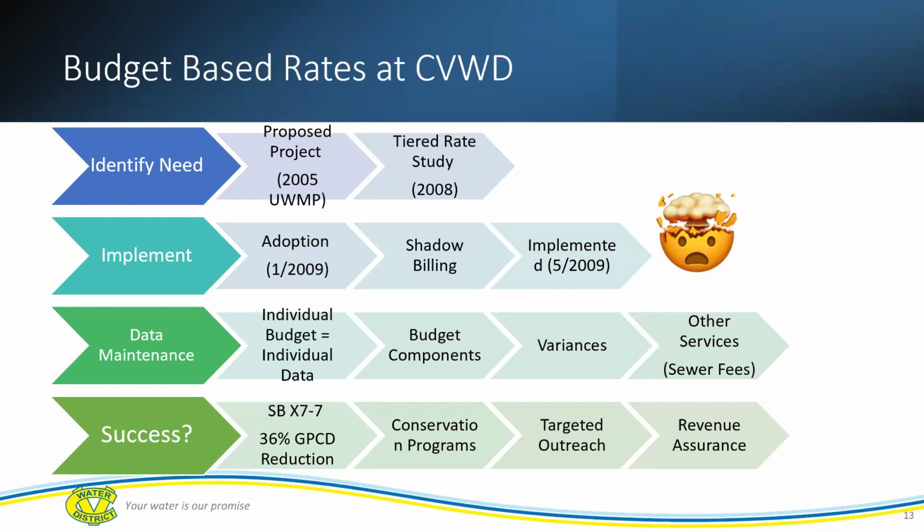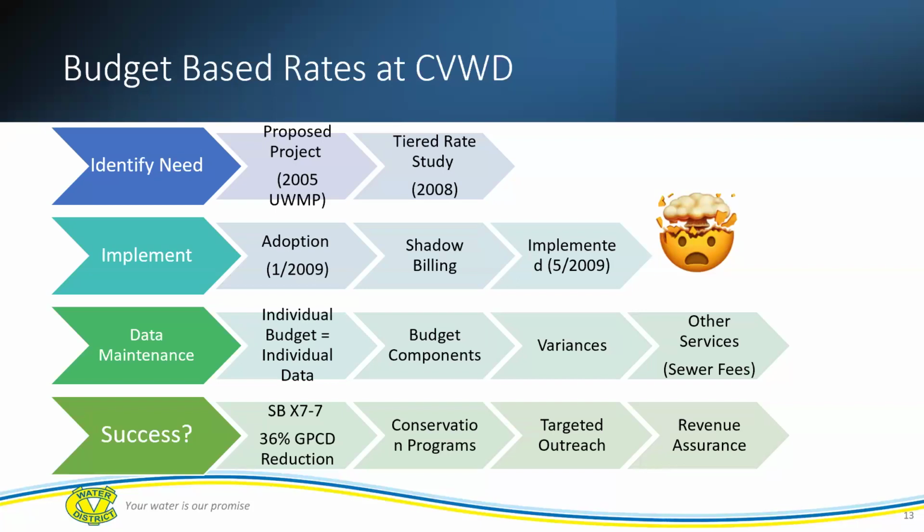Also, the tiered rates have created an internal funding mechanism for us to fund our conservation programs. Through those, since 2009, we've converted nearly 26 million square feet of turf. So budget-based rates have played a big part in that.